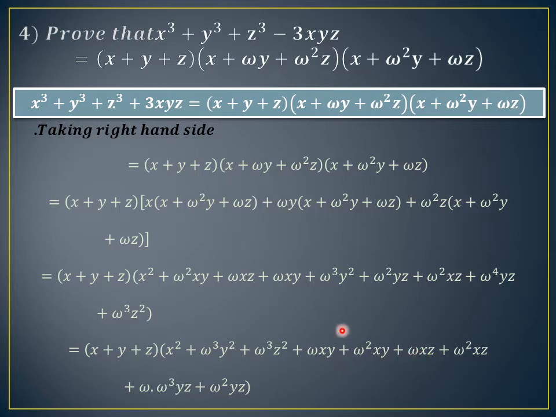Next, xz: we have two terms of xz here, omega square xz and omega xz, so they are written together. Then the last is yz. We again have two terms of yz, one is omega square yz and the other is omega 4 yz, so they are written together. But instead of writing omega 4, I have written omega dot omega cube because we have the value of omega cube but we don't have the value of omega square.